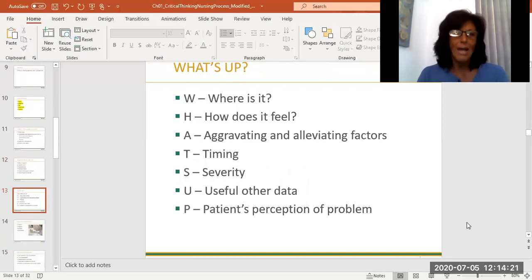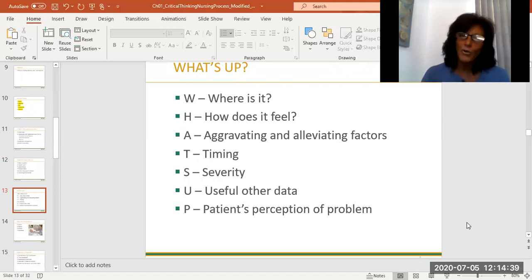Here's that WHAT'S UP acronym. So with the chief complaint, patient that says, I have pain. Where is it? How does it feel? What makes it worse? What makes it better? Those are aggravating and relieving factors. The timing of the pain, the severity, that's that scale, 0 to 10, right?